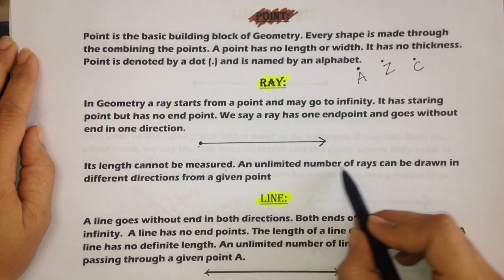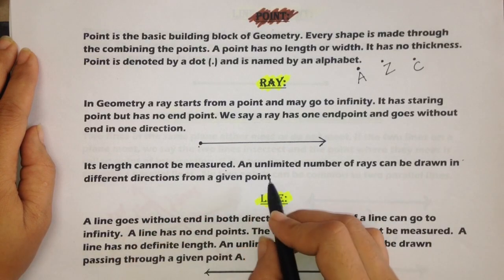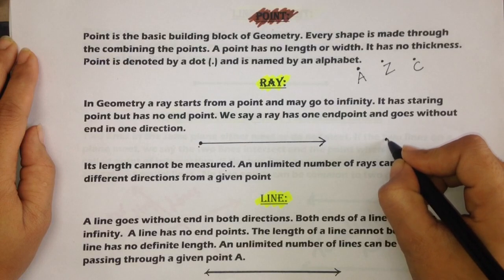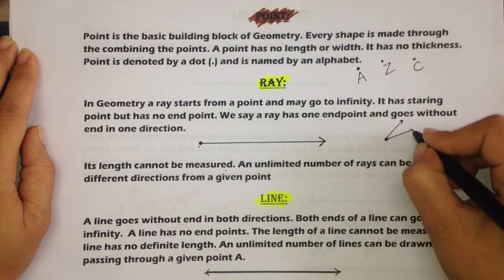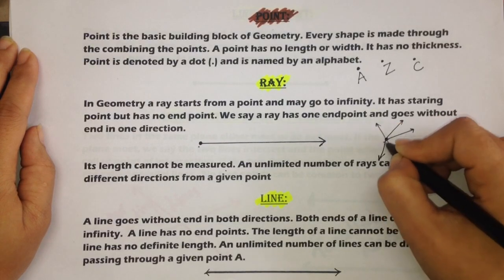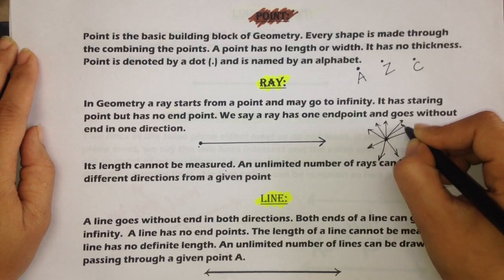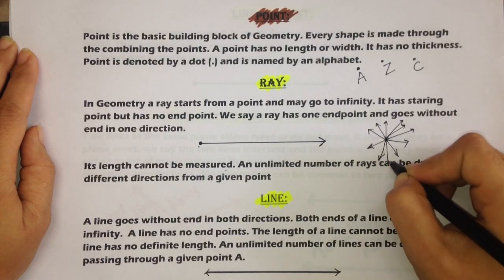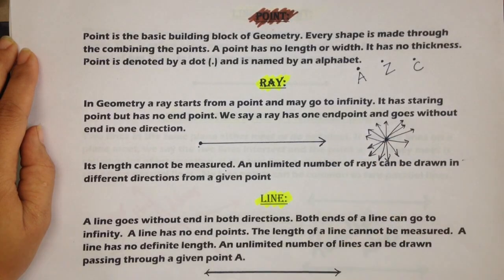An unlimited number of rays can be drawn in different directions from a given point. It means you have a single point and as many rays as you want to originate from this point, you can do. So it is not a particular definite number of rays you can originate from a single point. It can be infinite. Okay.